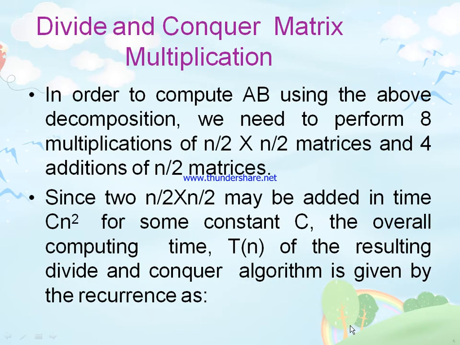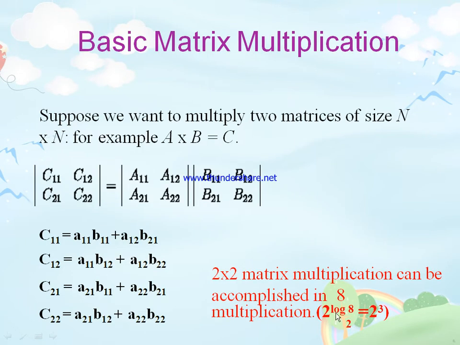8 can be converted here into 2 cube. So with base 2 and exponent 2, that becomes 1. So 2 cube equals 8. So the number of multiplications we have to compute here is 8. You have to remember this. In normal basic matrix multiplication, we have to perform the multiplication 8 times. So here you can see 1 multiplication, 2, 3, 4, 5, 6, 7, 8.